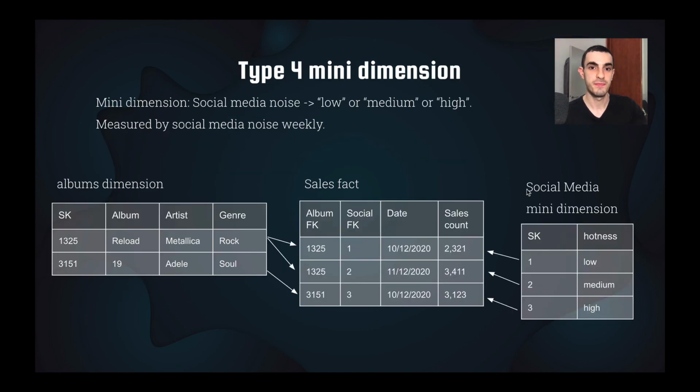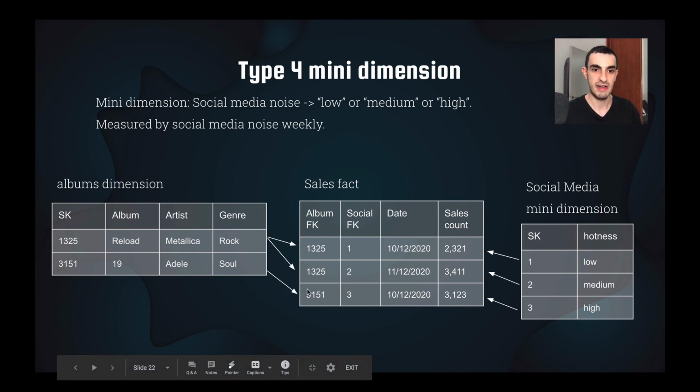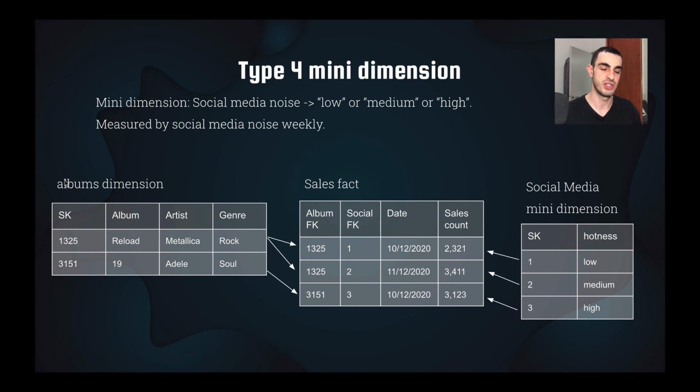So how does it look? When we talk about type 4 mini dimensions, we talk about adding a new dimension to track through the fact table and not through the original dimension. So we scrape out of the original dimension a mini dimension and we track it through the fact table. In this case, we want to track, for example, the social media noise about certain albums. We want to track it weekly.